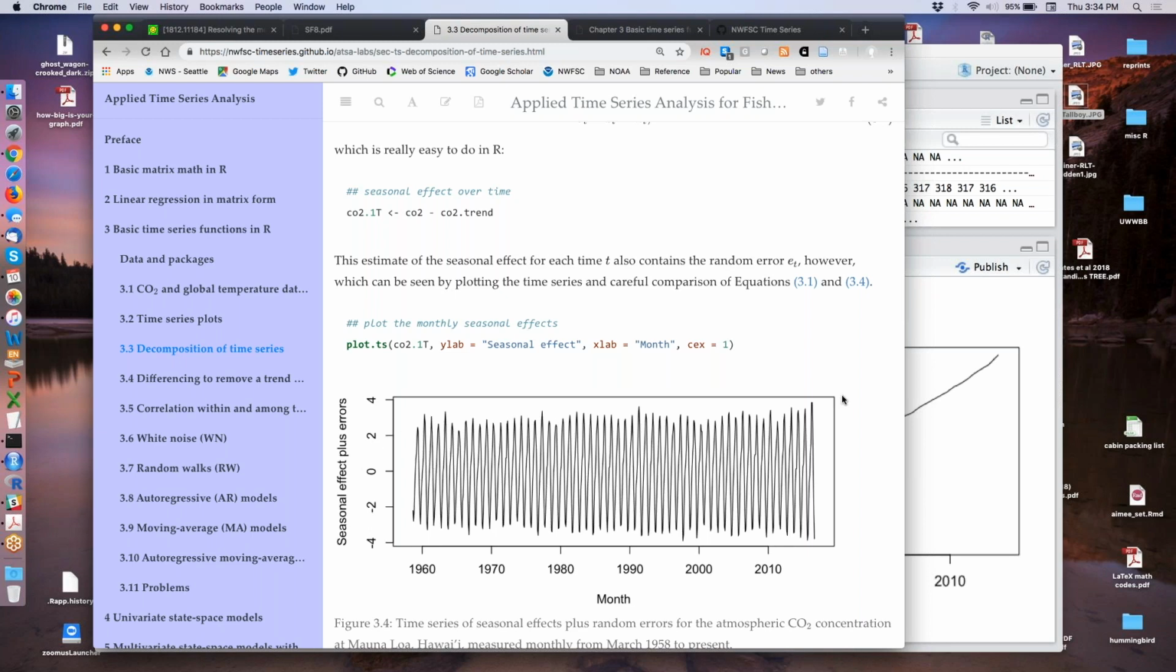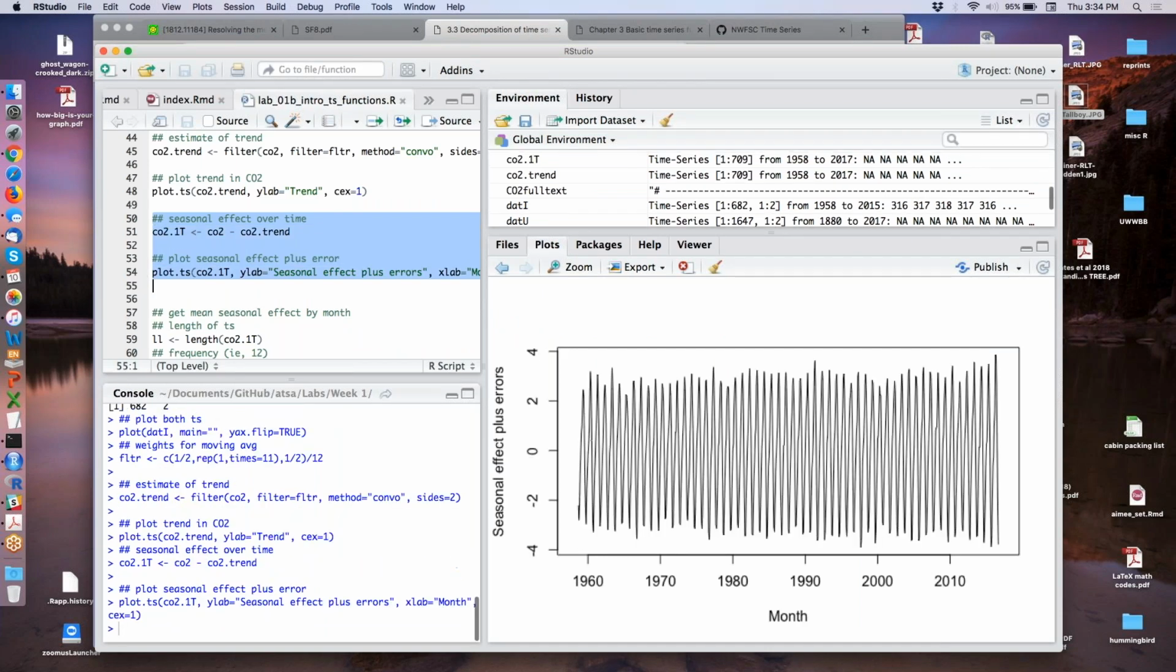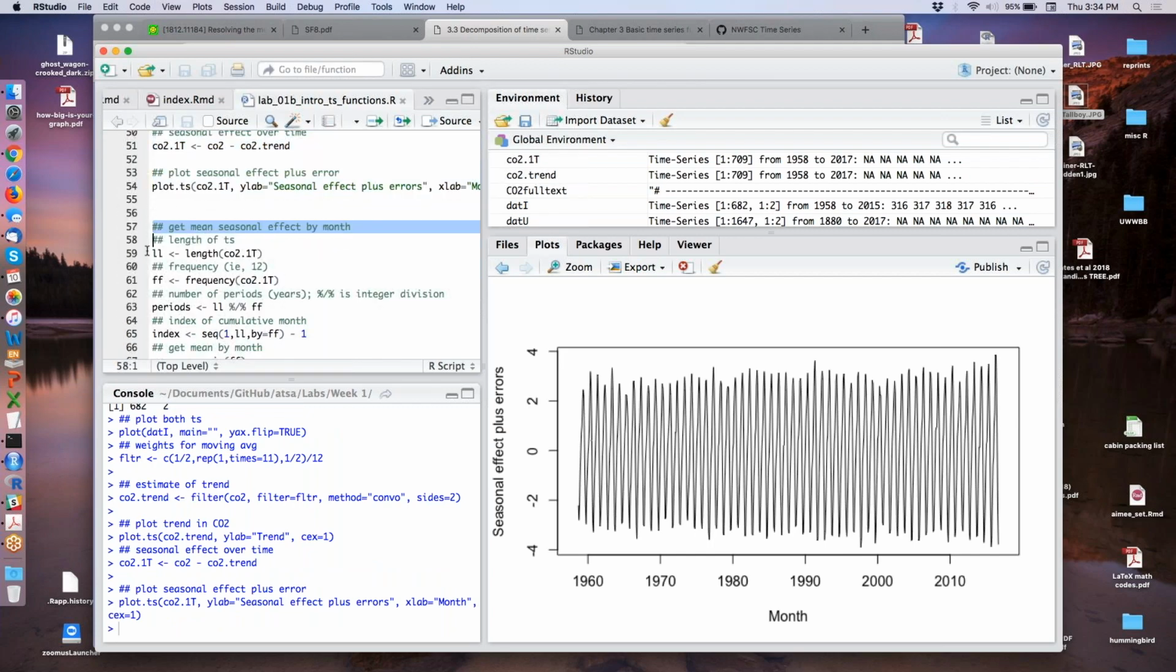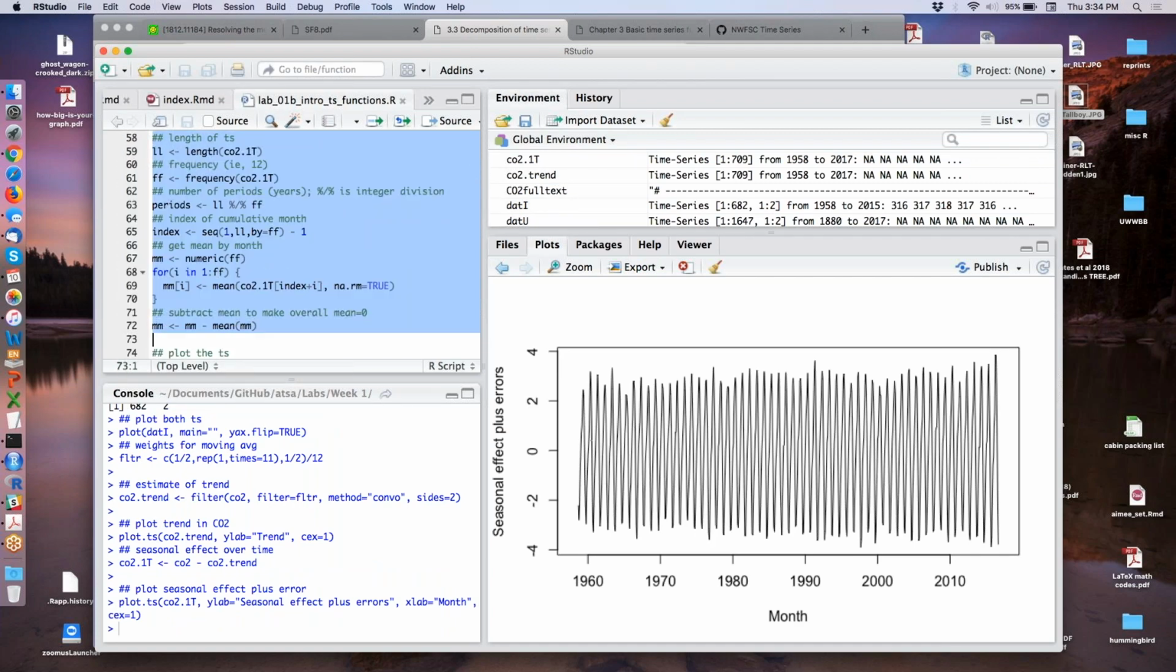All right, we talked about this the other day. So we go back over here, plot that, and there you have it. Okay, well, we want the seasonal effect without errors, so we have to get the mean effect across all months, and that's all this block of code is doing. It's just asking for the length of that vector. It's calculating the frequency of that, which it knows because I told it it was a time series object.